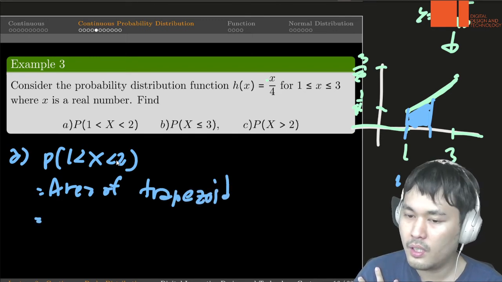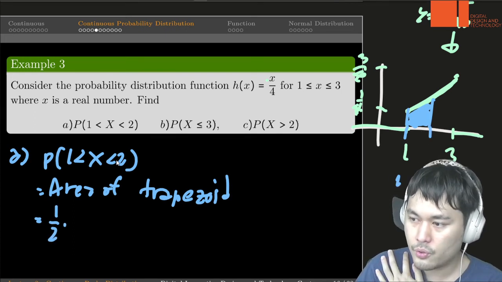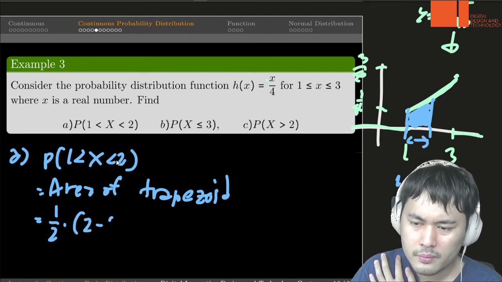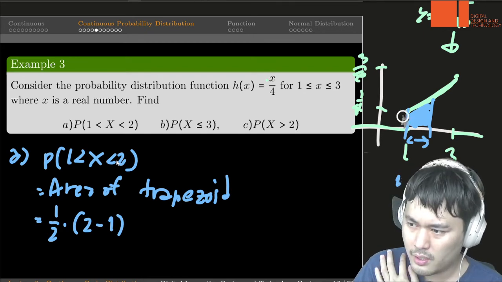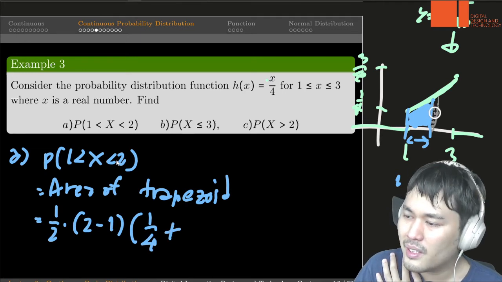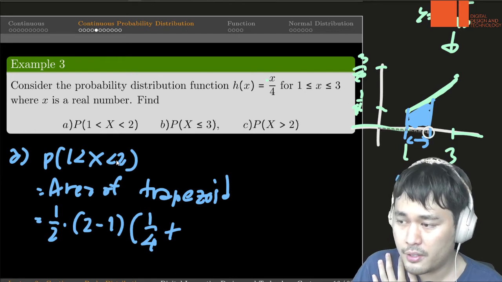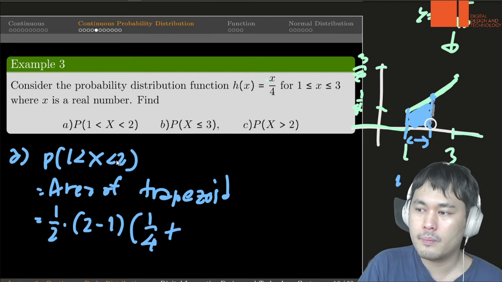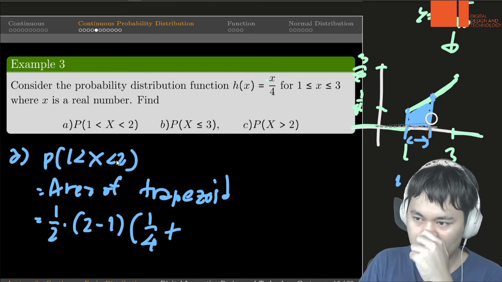Again, we use the same formula: 1/2 times the width. It's from 1 to 2, so this width is 2 minus 1. The height of the left-hand side, this length, is still 1/4. But the right-hand side we have to figure out. If x is 2, we have to find the value of y. To compute this length, we have to know this point. If x is 2, then what is y?